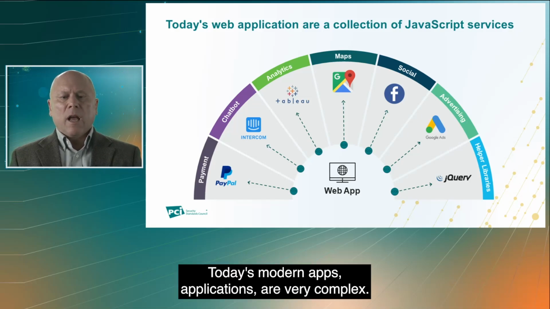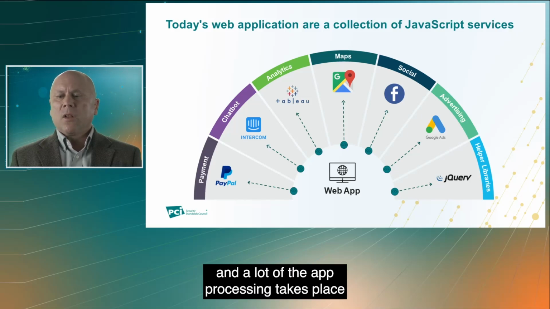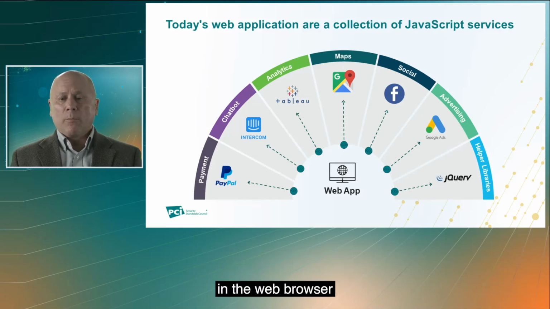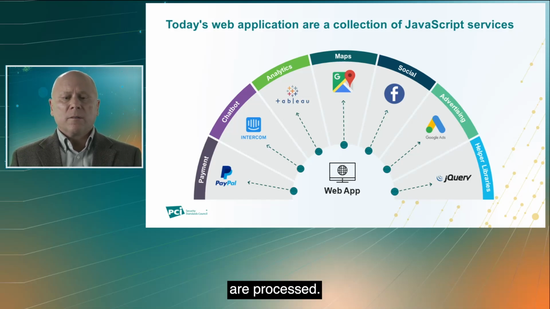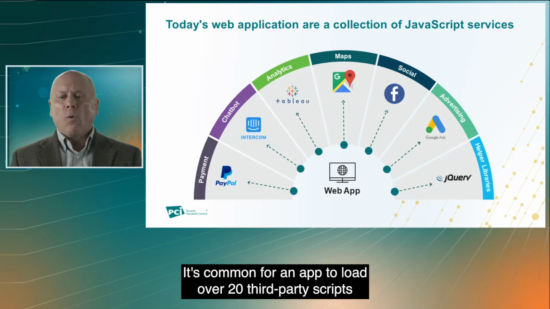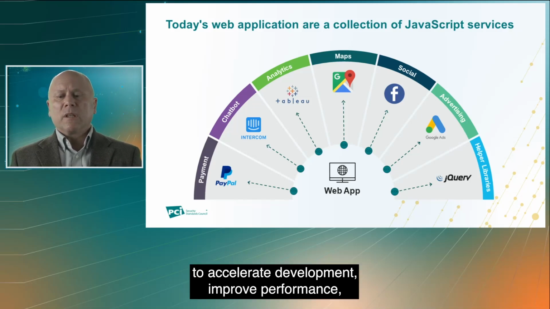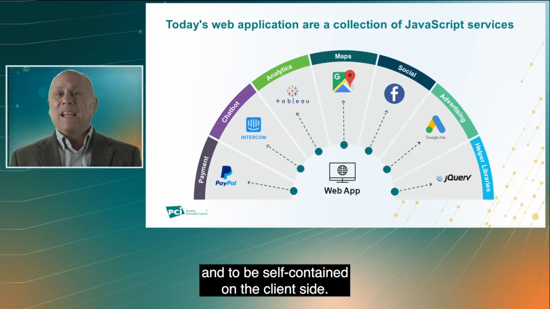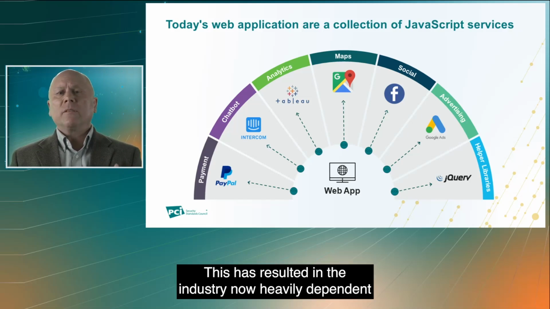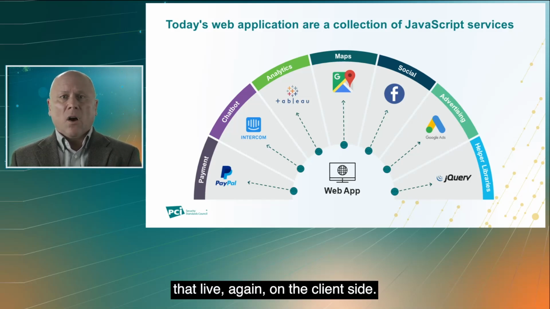Today's modern applications are very complex. They're built using a collection of JavaScript libraries. A lot of the app processing takes place in the web browser, where forms containing credit card and PII information are processed. It's common for an app to load over 20 third-party scripts as part of the user experience. These scripts were developed to accelerate development, improve performance, and create better digital app experiences, and to be self-contained on the client side. This has resulted in the industry now being heavily dependent on these third-party script components that live, again, on the client side.